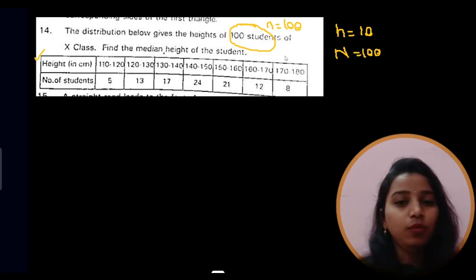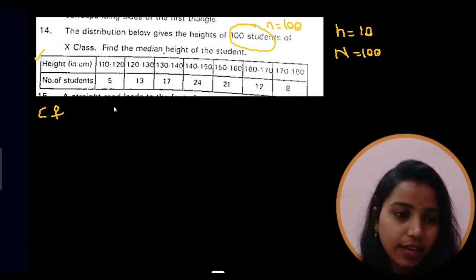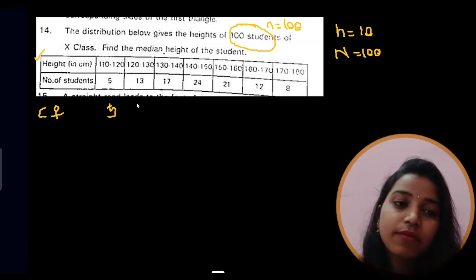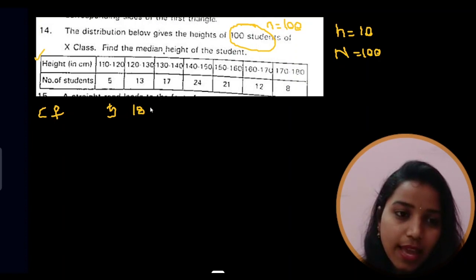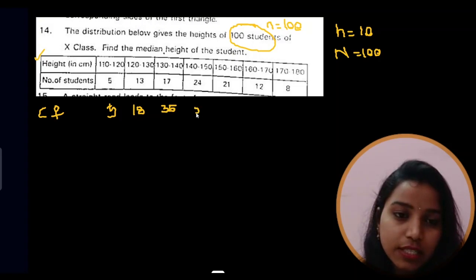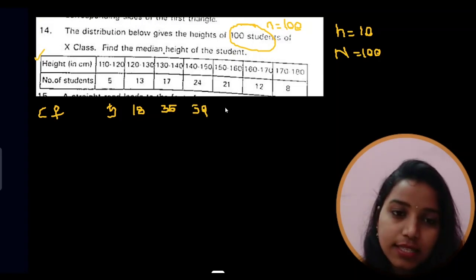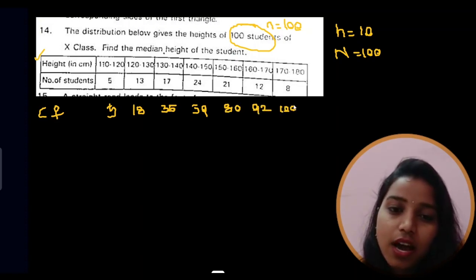Got it? Now, what about the cumulative frequency? We can write 5, and 5 plus 13 is 18. 18 plus 17 is nothing but 35. Got it? 35 plus 24 is 59. And 59 plus 21 is 80, and then it is 92, and then it is 100, right?